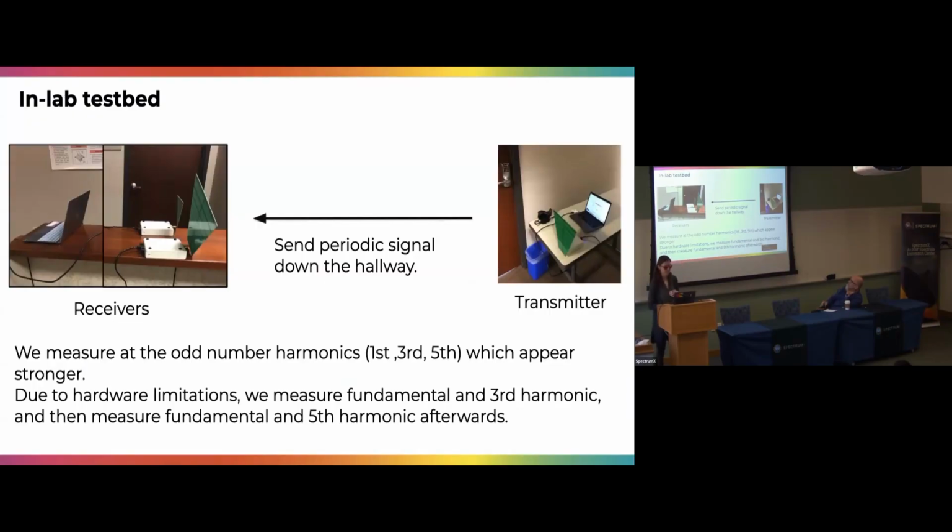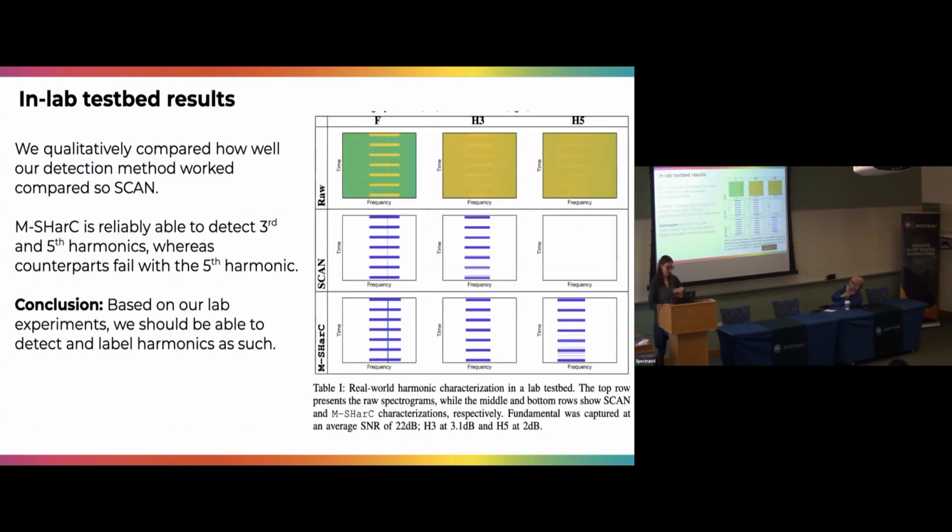This is what our in-lab testbed looked like. It was basically a really controlled transmission across a certain distance across the hallway, where we were able to compare with counterparts and show that we're able to detect up to the fifth harmonic.